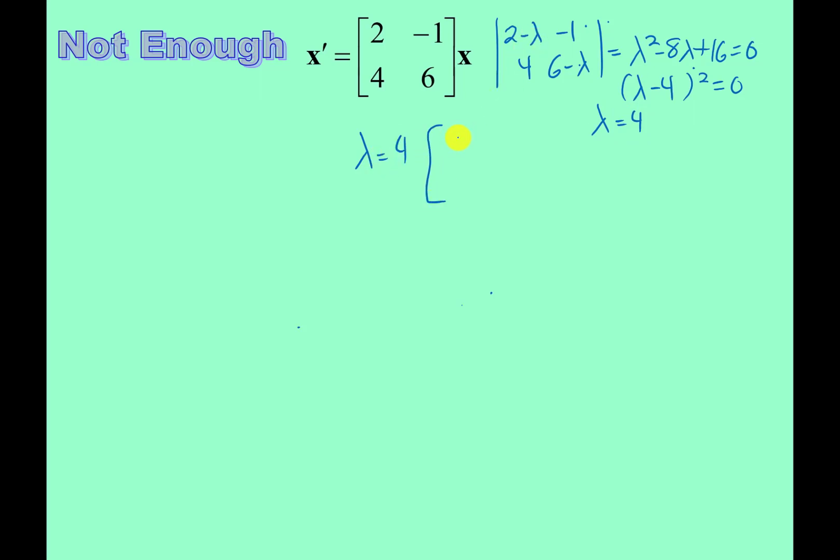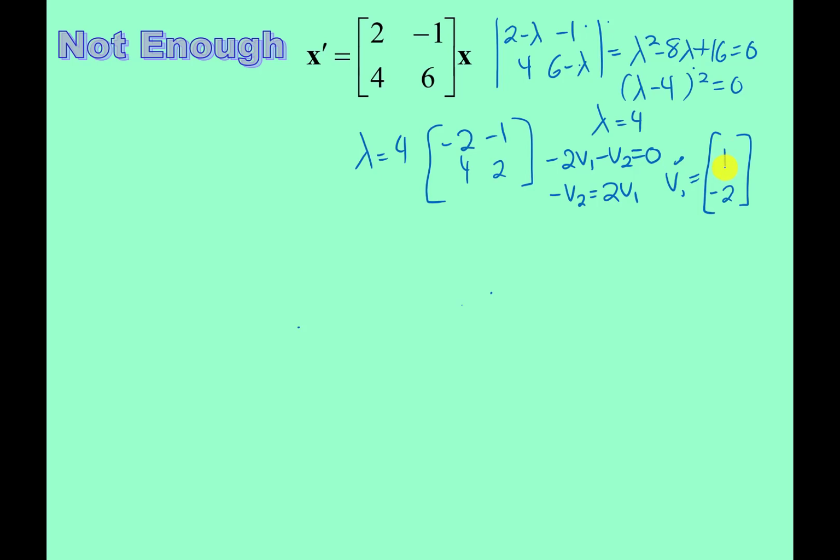If we put a 4 in, we have negative 2, negative 1, 4, 6 minus 4 is 2. You can see our dependency there. We have negative 2v1 minus v2 equals 0. So negative v2 equals 2v1. So the eigenvector is going to be, let's put negative 2 in for v2, which will then make v1 1.